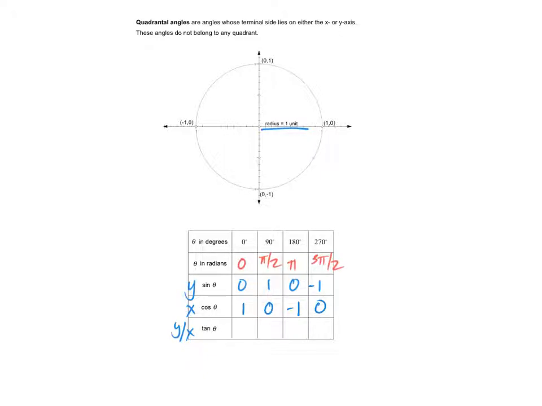So when y equals 0, y divided by x is also 0. But when our cosine of theta is 0, I have an undefined fraction because I can't divide by 0. So I actually do not have a defined tangent of theta when theta equals 90 degrees or 270 degrees.